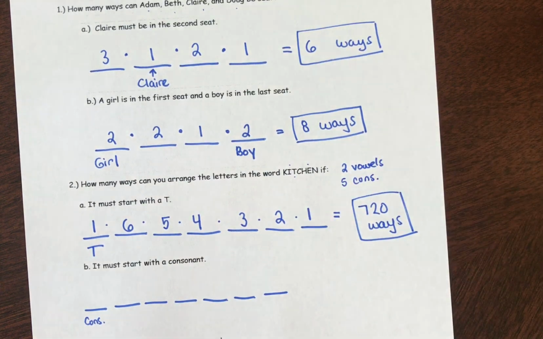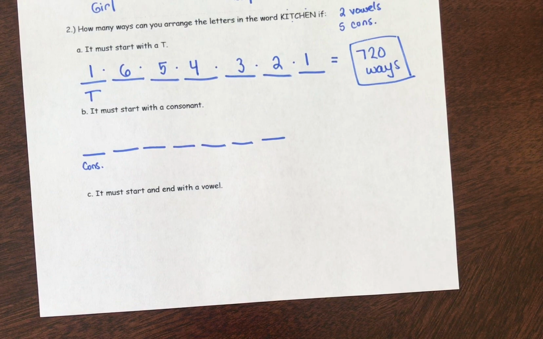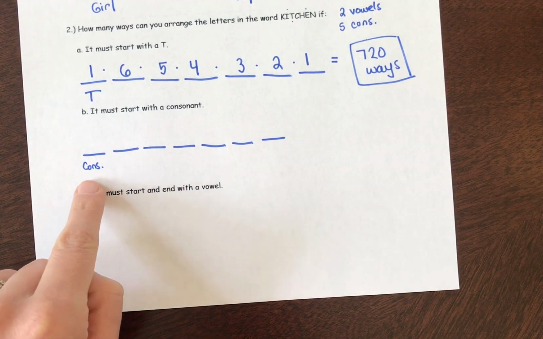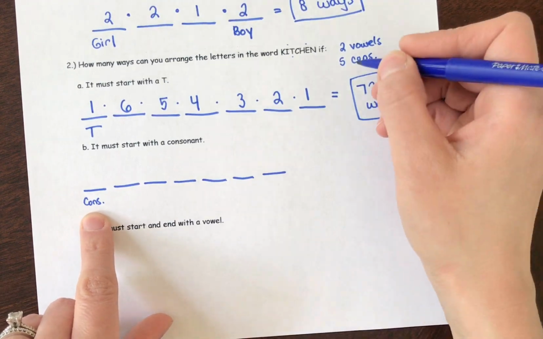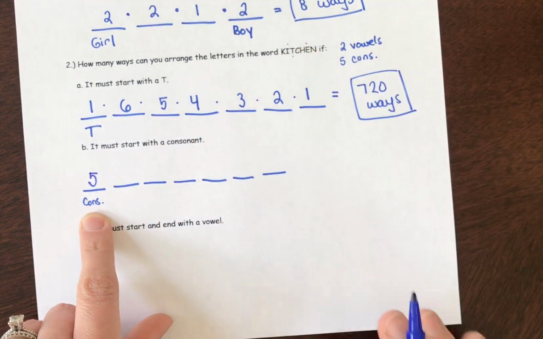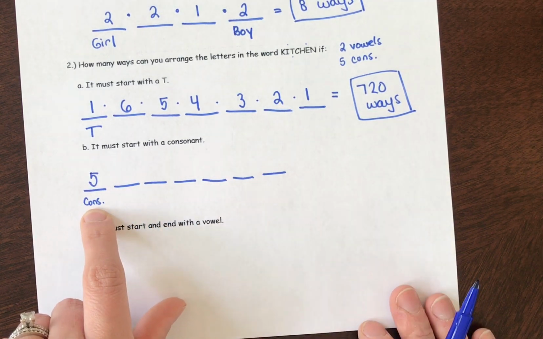Okay, there's 5 consonants. So again, I want to fill in that specific position first. How many consonants do I have to choose from to put in that first spot? There's 5 possibilities that could go there. Okay, so there's 5 possible consonants that could go in that first spot.